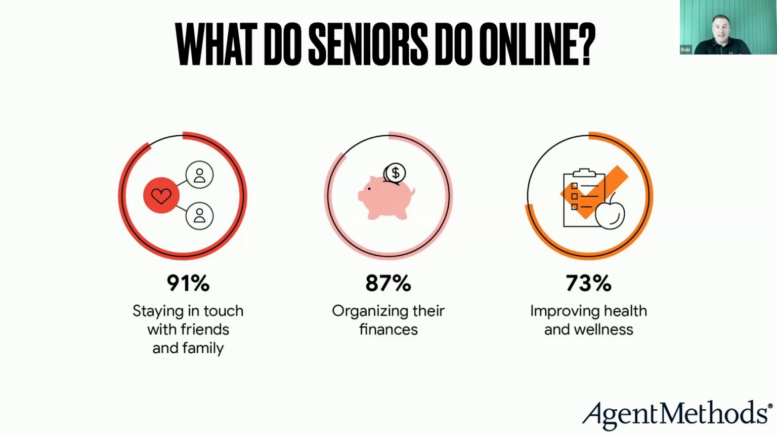The number two thing they're doing on there is organizing their finances. They want to view their retirement accounts. They want to review their bank accounts to make sure they're being frugal with how they spend money, but also to watch for fraud, and they want to be able to pay bills online as well.